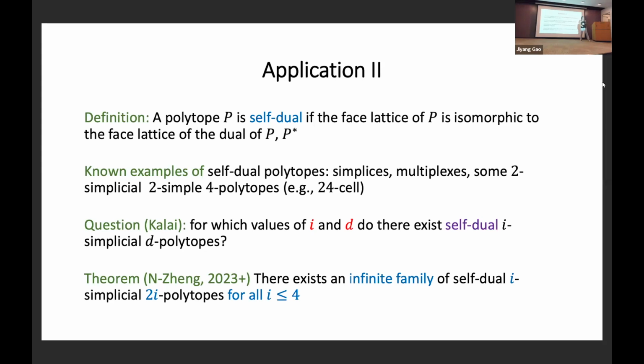For instance, the 24-cell. You can ask the question: for which values of i and d can we find self-dual d-dimensional polytopes that are also simplicial and simple? And so our second application is that we can produce, as long as i is at least 4, an infinite family of self-dual 2i-dimensional polytopes. And of course, by duality, they're also isomorphic.